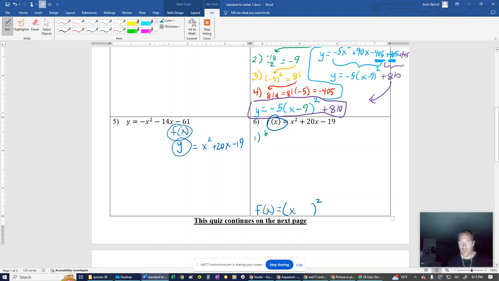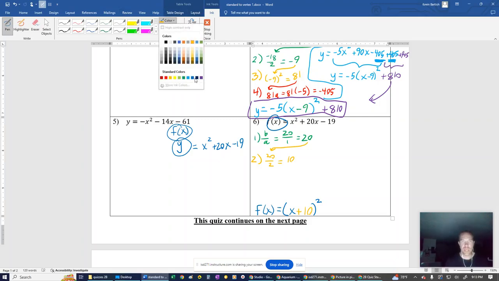Step number 1, b divided by a. So here we've got 20 for b divided by 1 for a. That's 20. Step number 2, take that result and take half of it, divided by 2. And that's going to be a positive 10. And that goes in the parentheses. Plus 10 is in the parentheses.